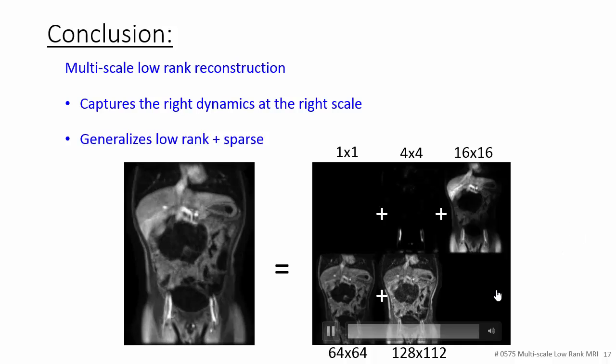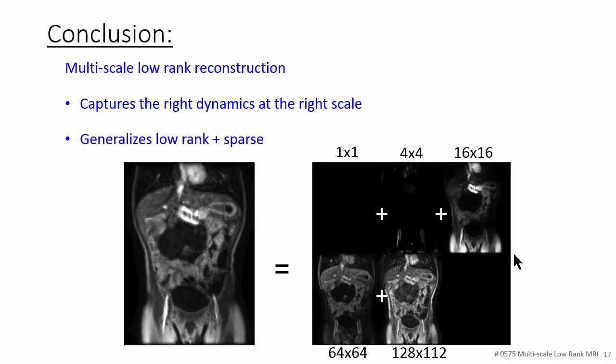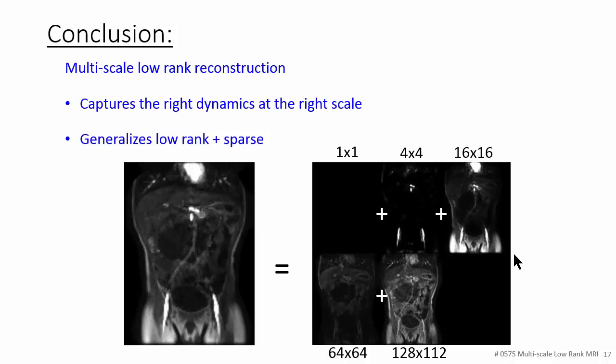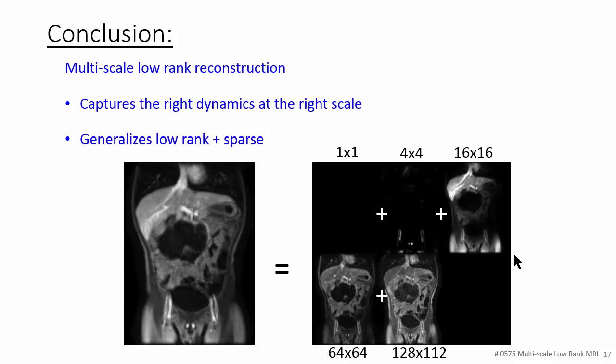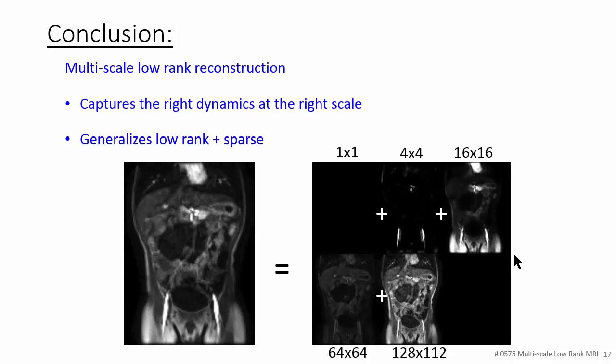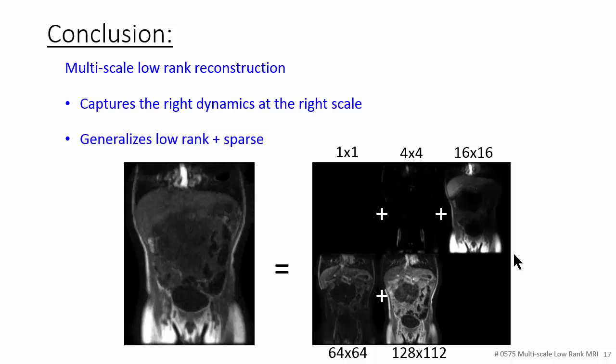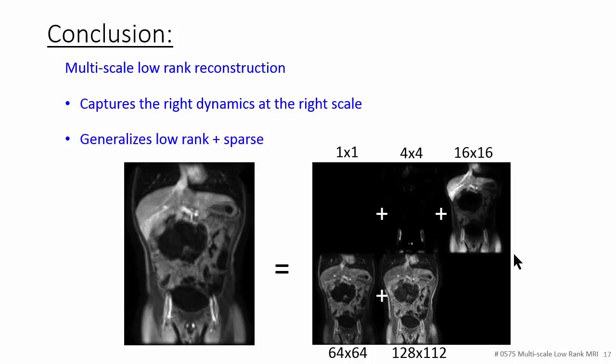So what have we shown? We've basically presented a really simple idea of combining all the methods into one reconstruction. And this allows us to capture the right dynamics at the right scale. Instead of doing just low rank plus sparse, this generalizes low rank plus sparse and incorporates locally low rank and also globally low rank. And we believe that this can be applied to many other dynamic imaging applications as well.